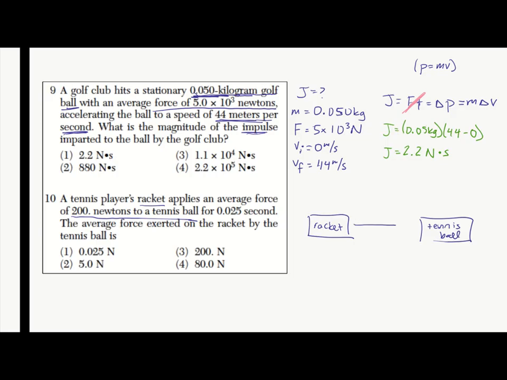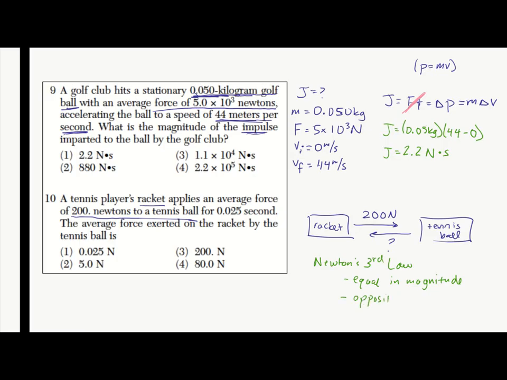Racket applies a force of 200 newtons. We are looking for the force on the racket by the tennis ball. So this one we don't know, but we should know by Newton's third law, our homeboy Newton. This law makes everything easier. Equal in magnitude. So that means these forces are going to be the same exact magnitude, same value, but opposite in direction.